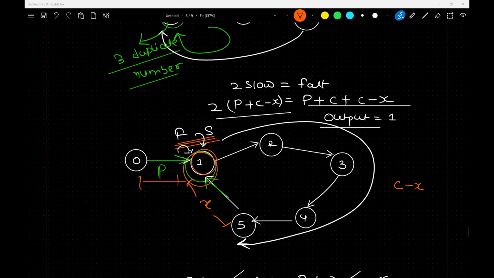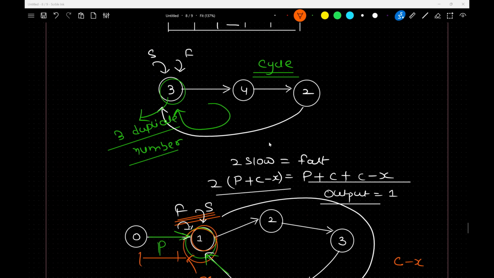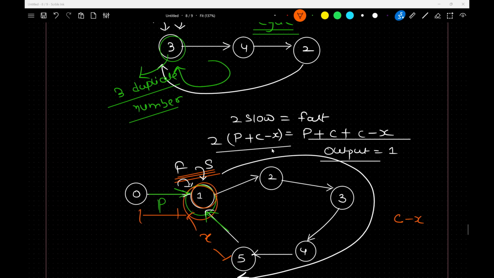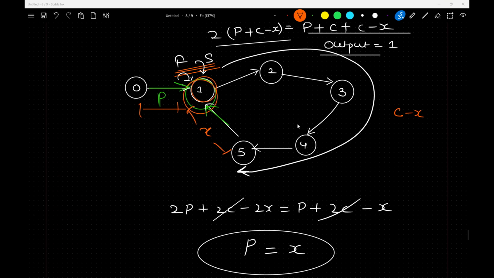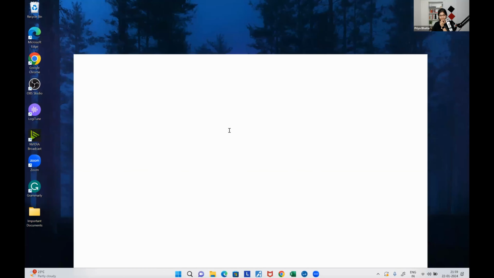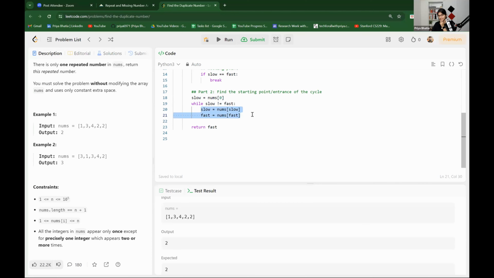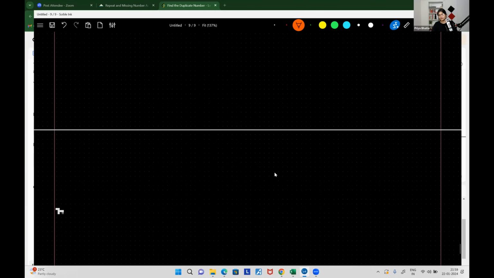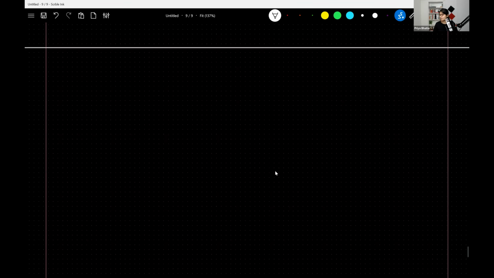Priya, I just wanted to ask one thing: in the second phase, fast will also move one step at a time, right? Just as slow. In the second phase, both will move one step at a time. Okay. In the code also, you can just verify. Both are moving one step at a time from their own location. Perfect. Shall we move ahead?